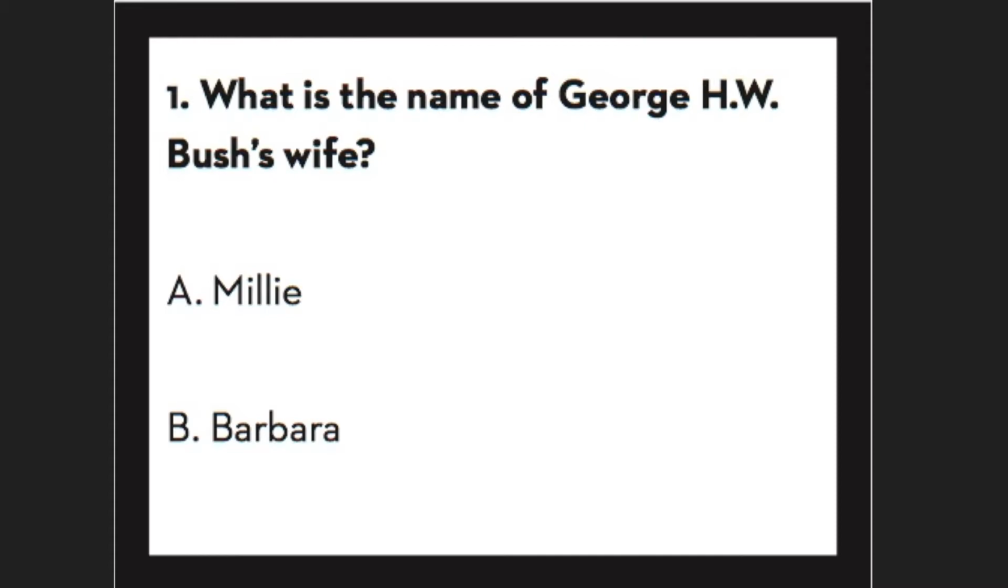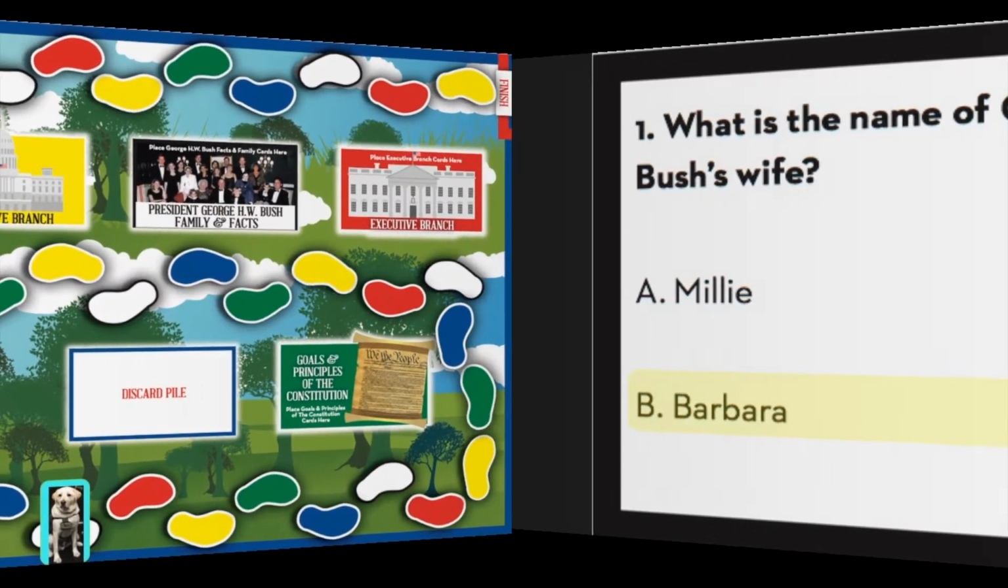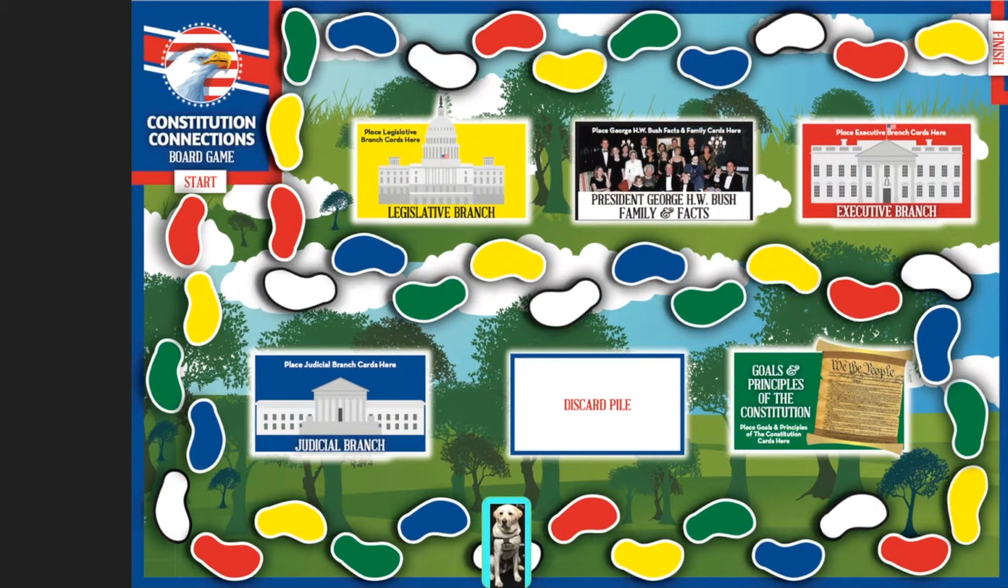Okay, so the answer is going to be B. Barbara. So Millie is actually the name of Barbara Bush's dog, and Millie wrote a book called Millie's Book. And it is a very popular book that actually funded a whole literacy foundation. So that is pretty cool. Looks like we are ready for the next question. So drum roll, please.